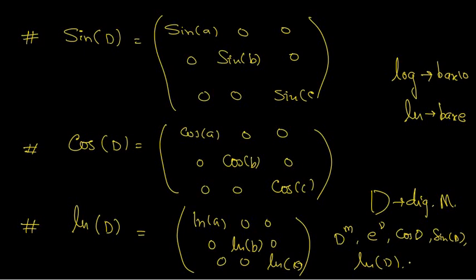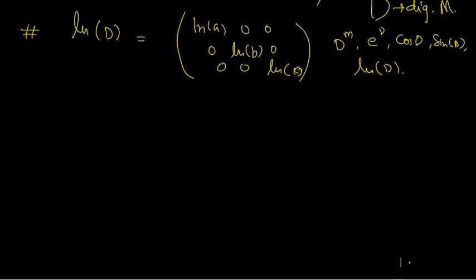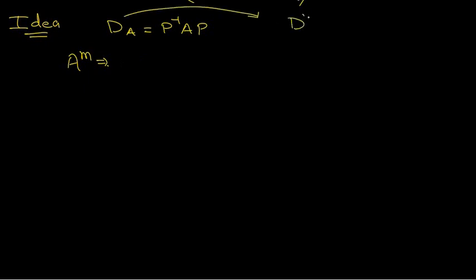Now our original matrix was A, which is not a diagonal matrix. So how to find that? Let's use the concept of diagonalization and do this problem. The idea is very simple. You know that dA is equal to P inverse A P, and you have to find A raised to power, let's say, m. Then how to do it? You know you can find out d raised to power m.